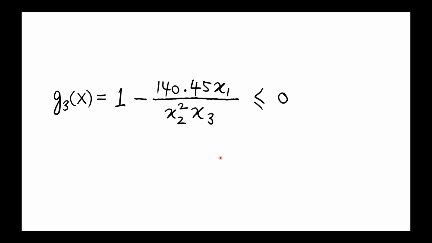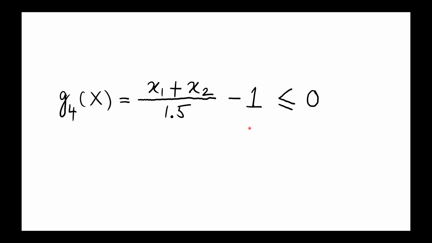The third design constraint is G3, which is calculated using these equations. 1 minus 140.45 multiplied with x1, divided by x2 squared x3. The whole calculation of G3(x) should produce values less than or equal to 0.